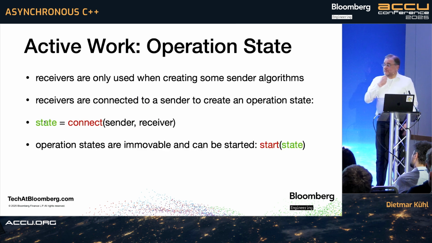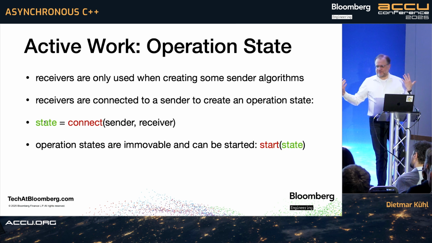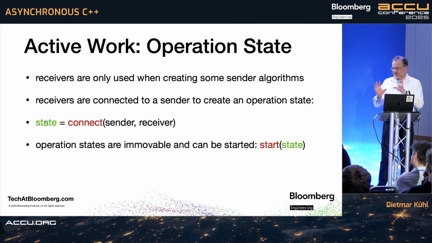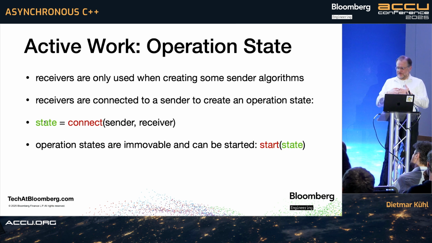Okay. Now, I talked a little bit about the inert work, which is basically the sender, the receiver where results come, and then there's another player in the game, which is what's called an operation state. An operation state is basically work which is ready to run. So it does not just know what to do, but it also knows where to deliver the result and how that is done. Basically, it's a result of connecting a sender with a receiver. And so that's where these things come together.